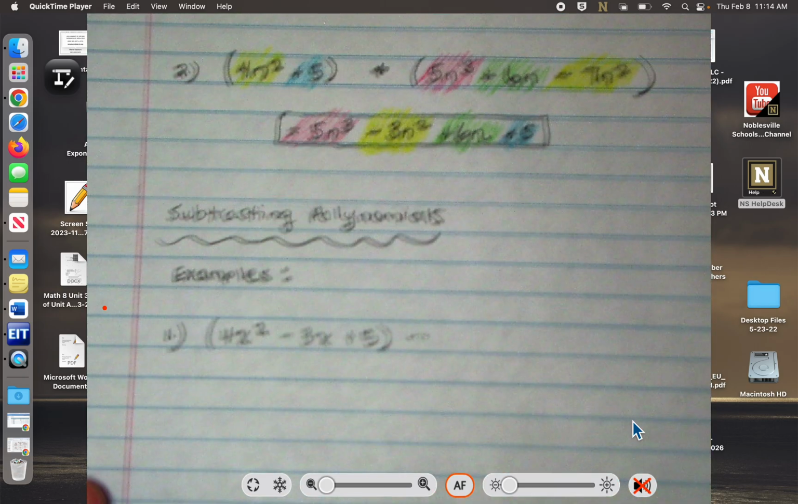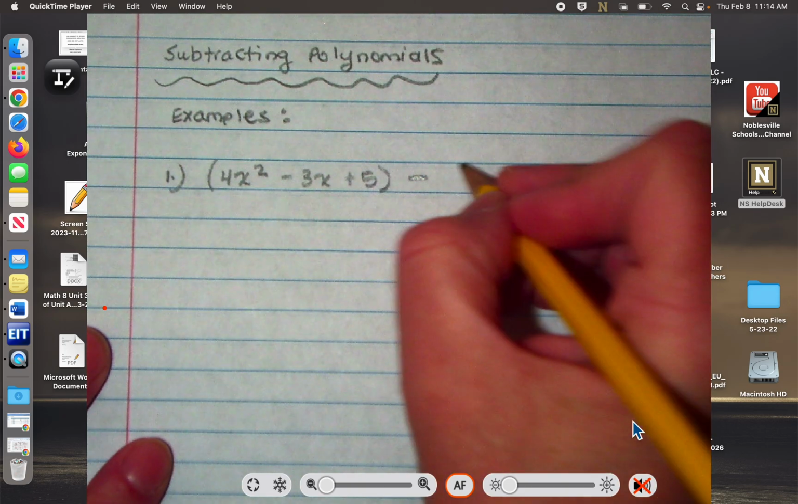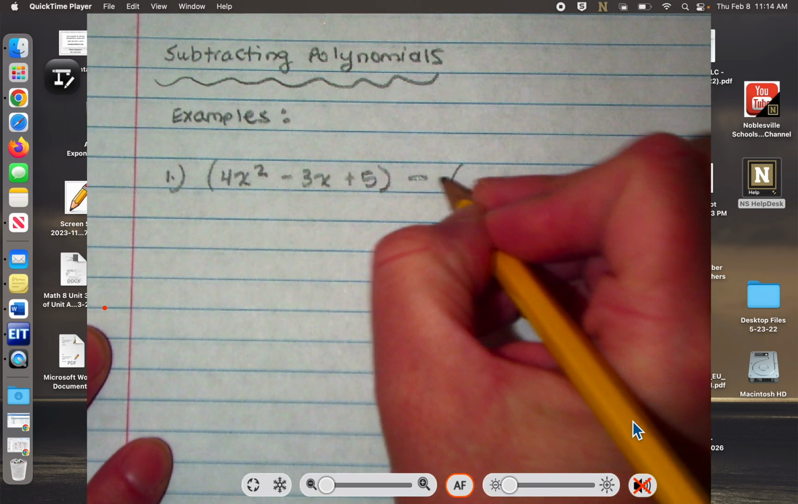Guys, in between this minus sign and the parentheses, leave a little space right here. I put that there on purpose. Okay.